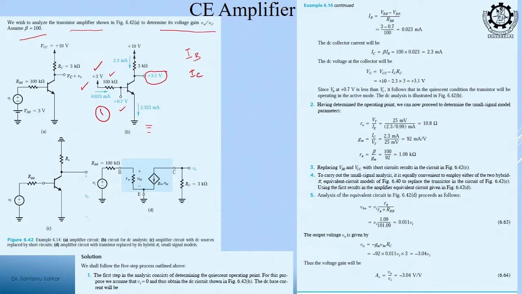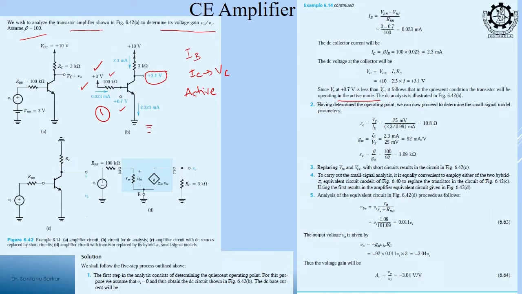VC. Now, you see VC is plus 3.1 volt and VB is 0.7 volt. So obviously, this is above 0.7 volt. So the collector-base junction is reverse biased and the base-emitter junction is forward biased. So this is indeed in active region. When we are confirmed that it is operating in active region, then we will try to figure out the small signal gain.